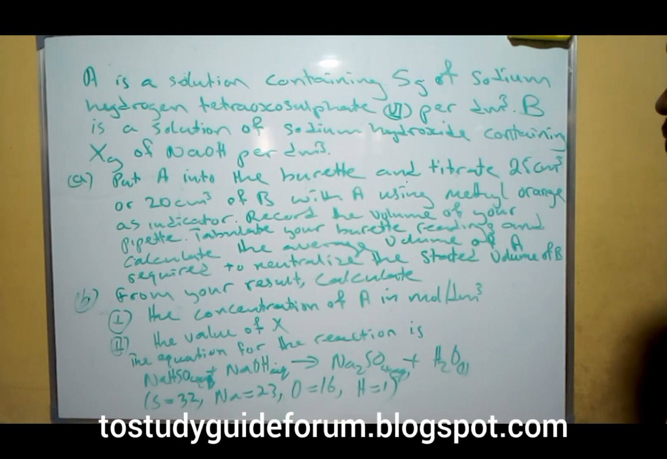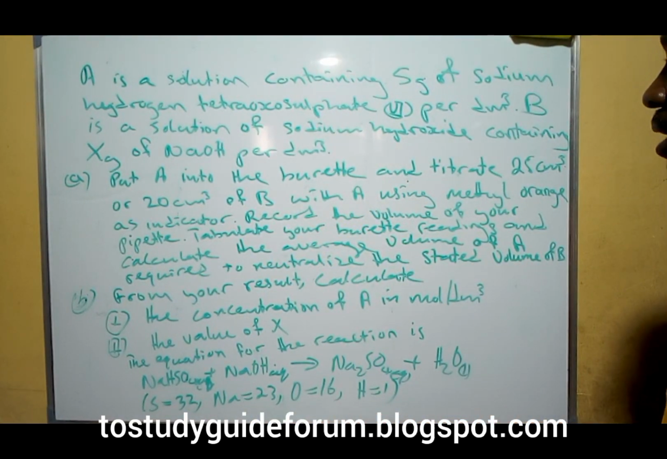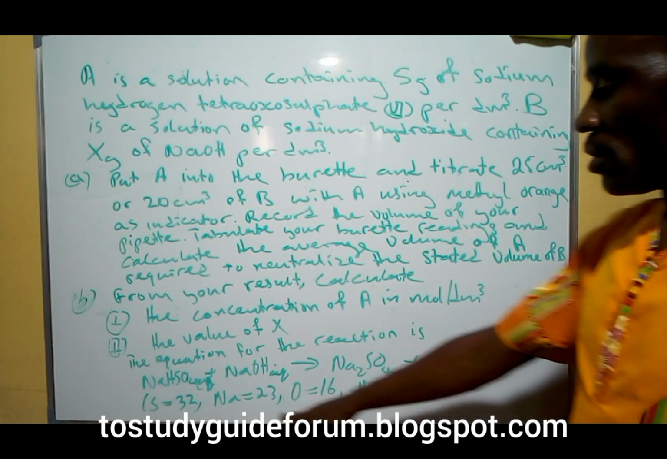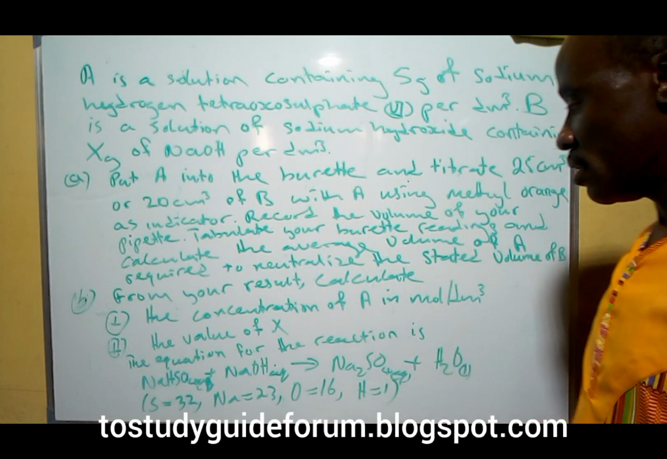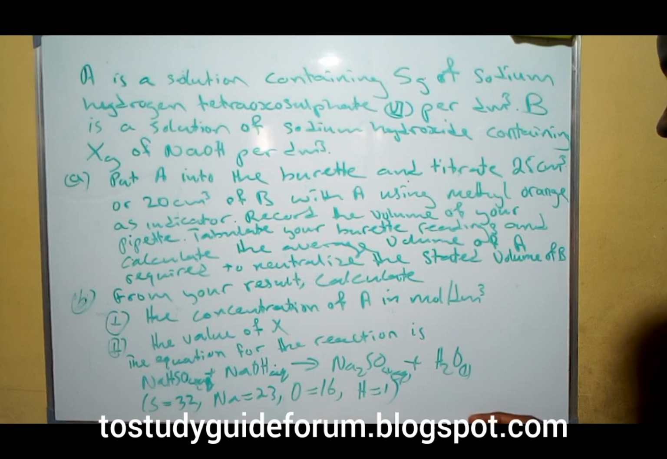Record the volume of your pipette. Tabulate your burette readings and calculate the average volume of A used, the average volume of A required to neutralize the stated volume of B. The second question says from your results, calculate the concentration of A in mole per dm cube and the value of X. The equation of reaction is given here, and the relative molecular mass and atomic masses of sodium, sulfur and the rest are there.